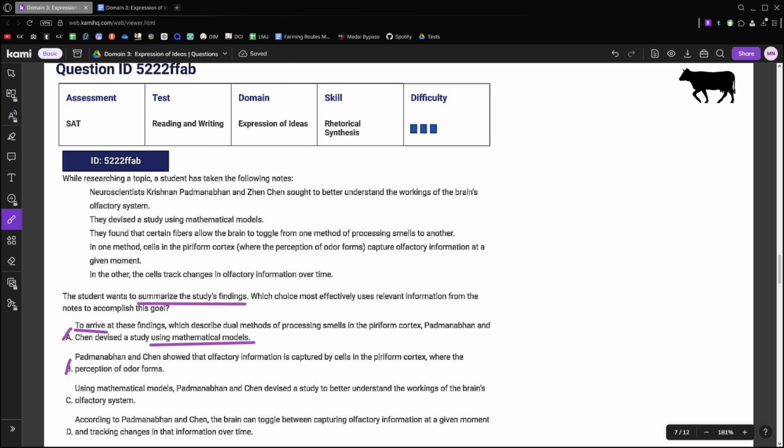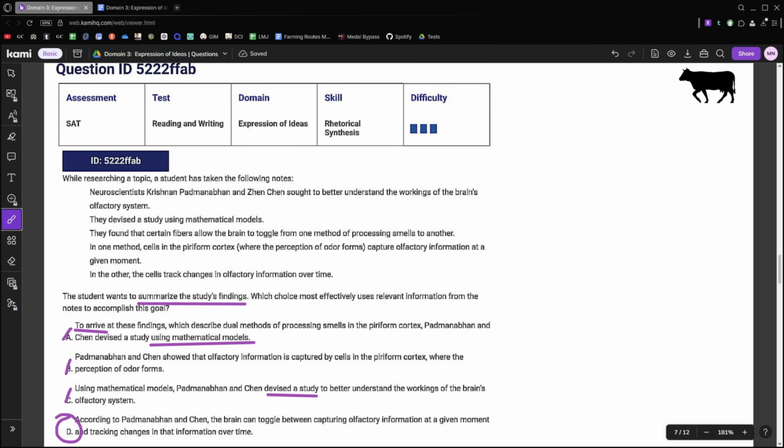Let's look at C. Using mathematical models, these two people devised a study to better understand the workings of the brain's olfactory system. It talks about why they did that study, because they wanted to understand something. It doesn't talk about what they actually found, so C isn't going to be our answer. That leaves D as our only answer, but let's go ahead and read it and see if it would make sense.